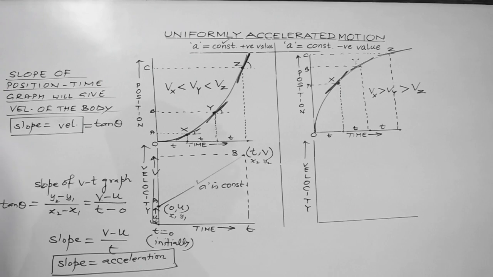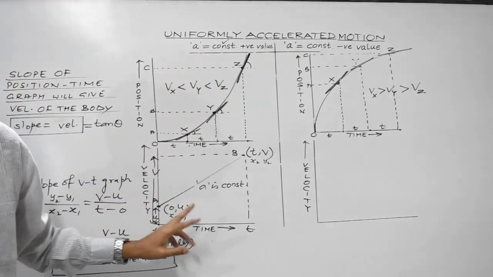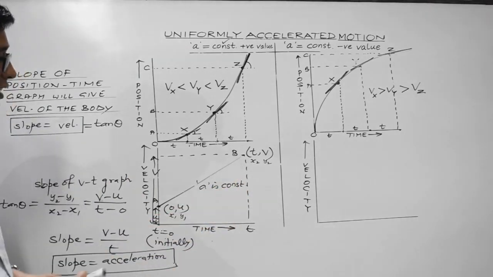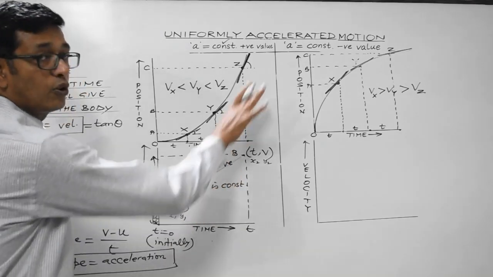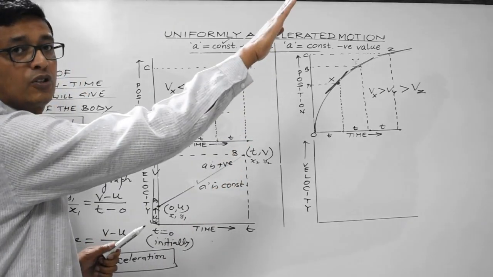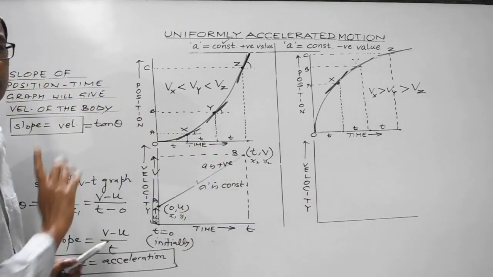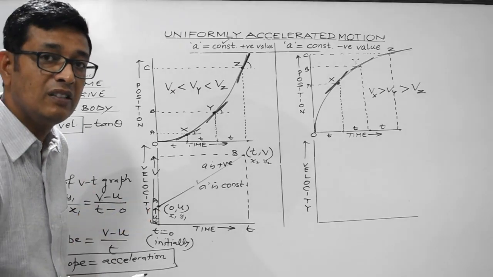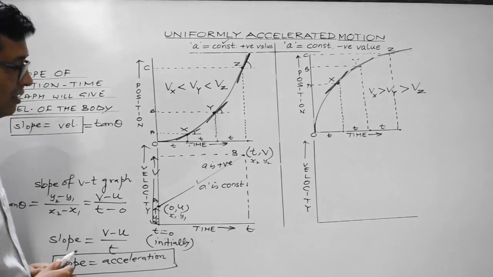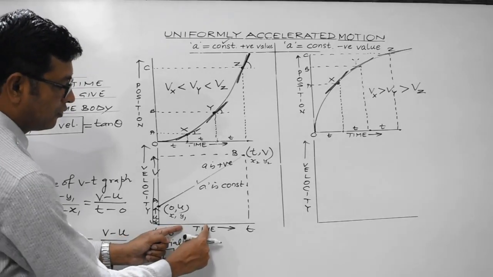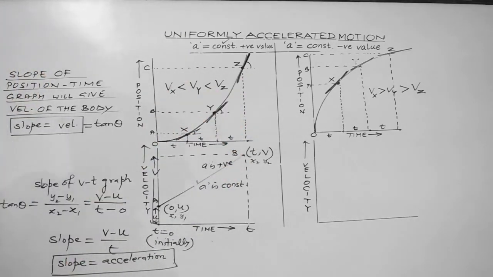Clear? So in case the body is having uniformly accelerated motion, then the Vt graph is a straight line. And in case a is positive, it should have positive slope. This is uphill, positive slope. Downhill, that is negative slope. Positive slope means a is having positive value. A having positive value means the velocity of the body is increasing at a constant rate. Look, with the passage of time, the velocity of the body will keep on increasing.